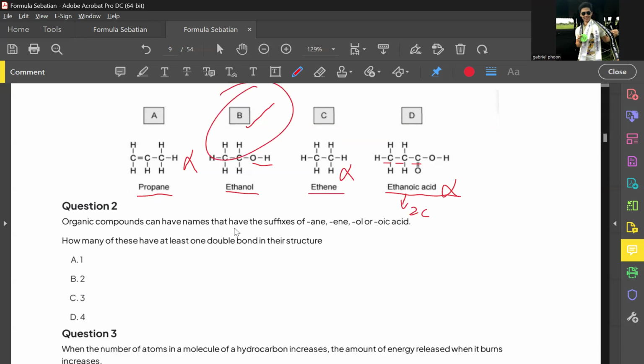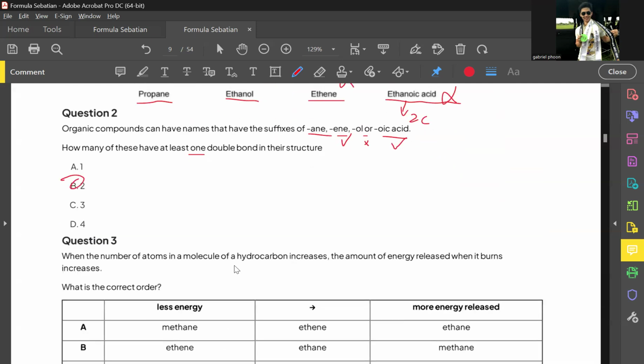Question 1. Organic compounds can have names that have suffixes of -ane, -ene, -ol, or alkanoic acid. Which of these following at least have 1 double bond? Which are the ones that have the double bond, guys? Alkane got double bond? Alkene got double bond? Alcohol got double bond? Carboxylic acid got double bond? Yeah, so 2. Easy, straightforward.